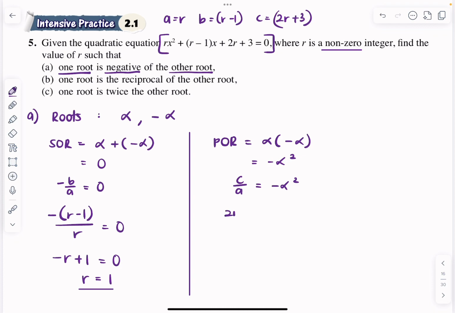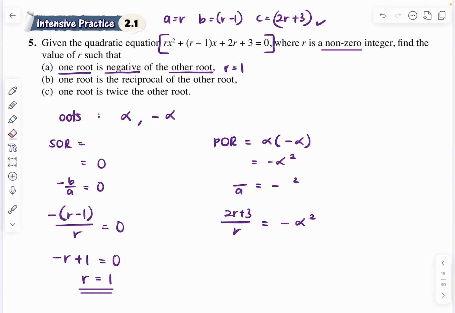So C is 2r plus 3, this is C, over r equals to negative alpha square. Oh, cannot. Here you have two unknowns. So here we don't need to find the alpha. We only need to find the value of r. So no need to do this. Just this enough. r is 1. Okay.